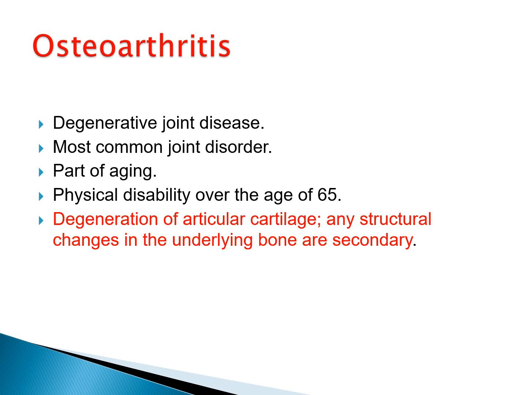And it can cause physical disability and inability to walk or inability to move the joints, especially in patients over the age of 65. The basic change in osteoarthritis is in the articular cartilage. So there is a degeneration due to aging, and any structural change in the underlying bone is considered secondary. So المرض الرئيسي بيكون في الغضروف.